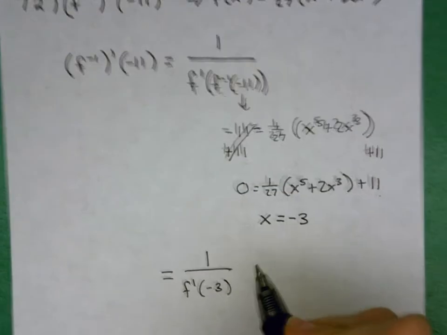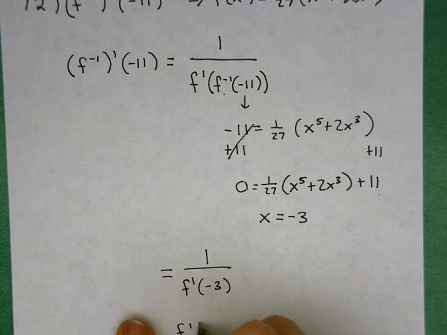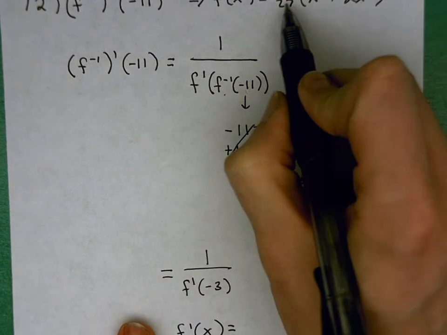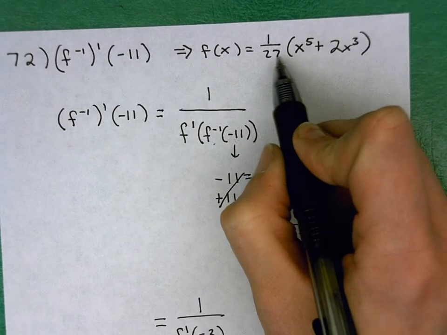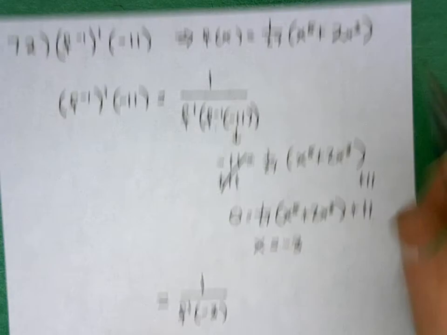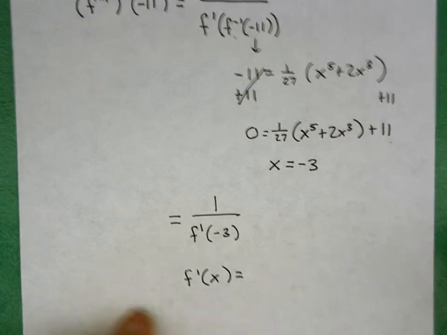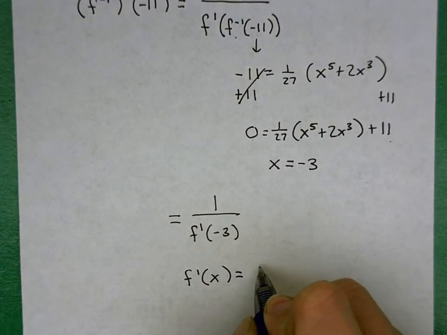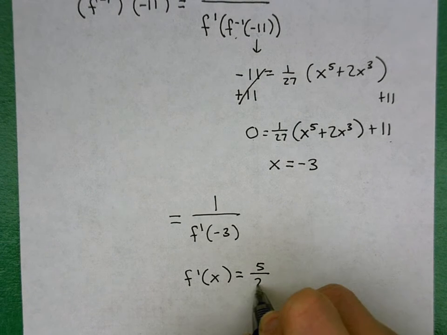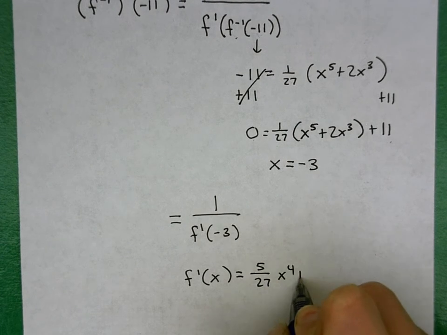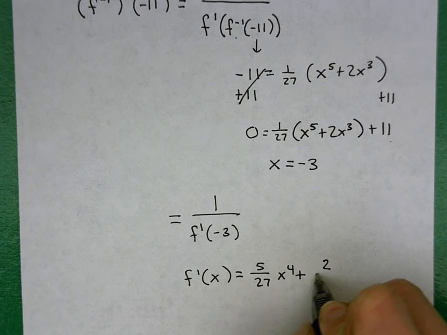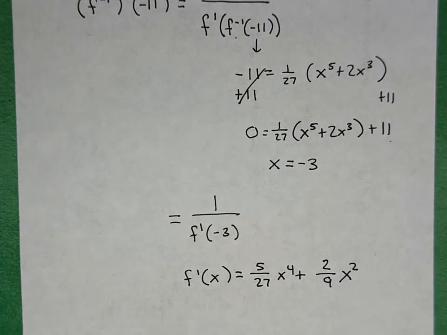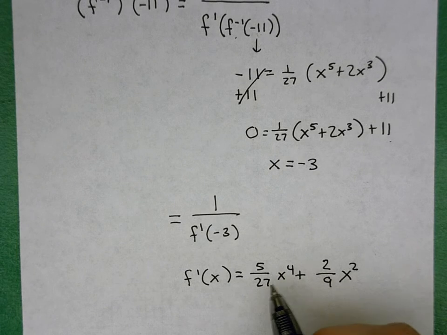Okay, and then we know how to take f prime of x. However you want to do this, you can distribute the 1/27 in if you would like to before you take the derivative, or you can leave the 1/27 as a scalar. I'm going to go ahead and distribute it in, and so then when I take the derivative, I get 5/27 x to the fourth plus 2/9 x squared. And that's f prime of x.